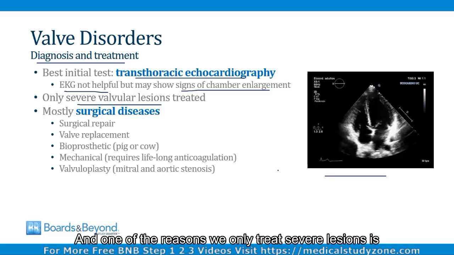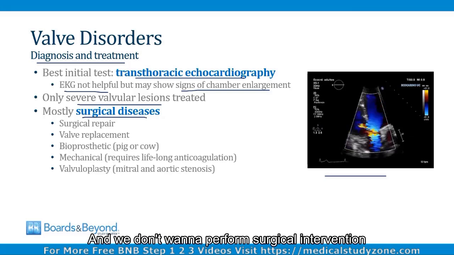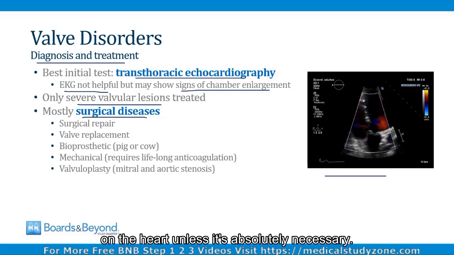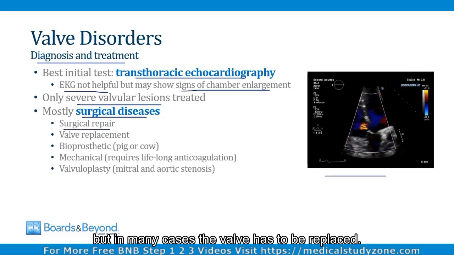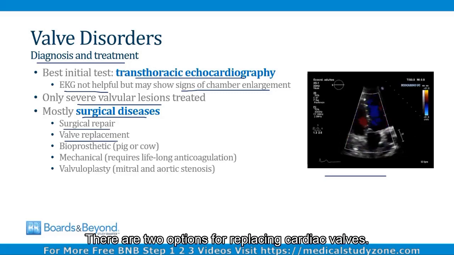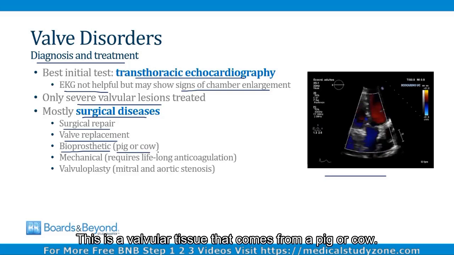And one of the reasons we only treat severe lesions is because mostly valve disorders are surgical diseases, and we don't want to perform surgical intervention on the heart unless it's absolutely necessary. In some cases, valves can be surgically repaired, but in many cases, the valve has to be replaced. There are two options for replacing cardiac valves. The first one is to use a bioprosthetic valve. This is a valve with tissue that comes from a pig or a cow.